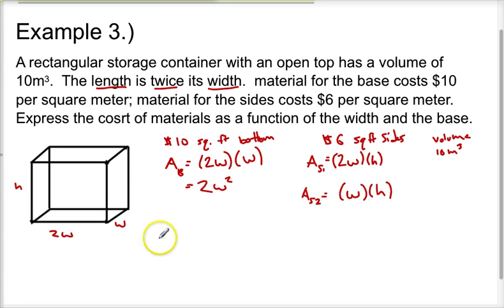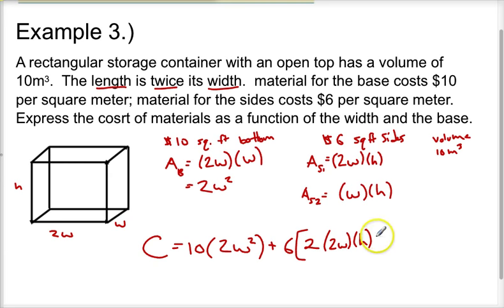So I know that the cost, or I'll call it C for cost, is going to be $10 per square foot of the area of the bottom, so 10 times 2W squared, plus $6 per square foot of each one of the sides. So it's going to be 6 times, and there's also 2 of each one of these. So 2 times 2W times H, plus whatever this area works out to be, and there's going to be 2 of these. And that's going to be my cost function.